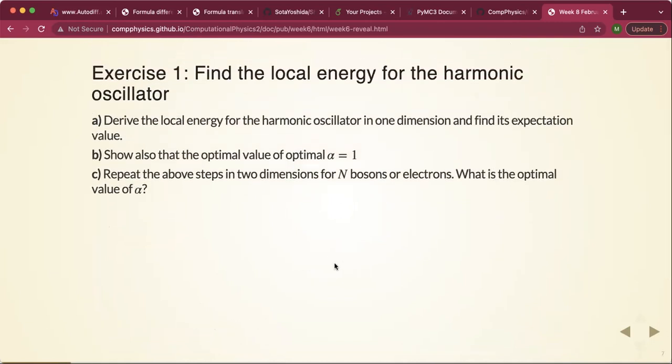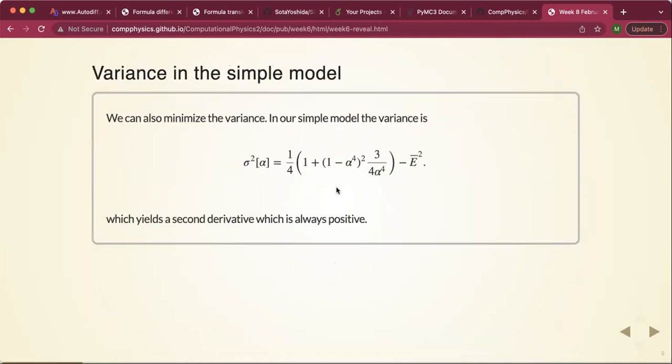One of the things I gave you as an exercise last week was to derive the local energy for the harmonic oscillator, which you have done in order to set up your program, then find the optimal value, and then repeat the steps for n bosons. This is essentially what you're implementing as a test in your code. So if your code is running correctly, these elements which you see here should be in your code. And then you can also optimize the variance. You have an analytical expression for the variance in this case. This is also a quantity which you could compare your numerical results with.